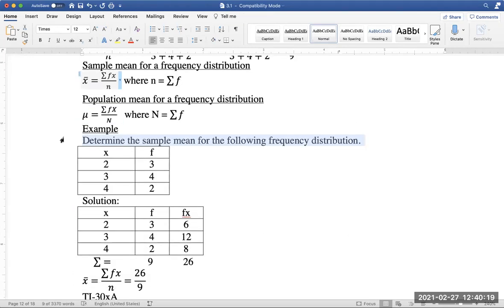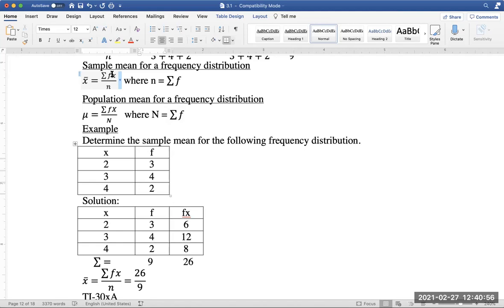Oh, by the way, I should say this. In general, in statistics, you're going to be computing things involving samples. Only occasionally do you know what's involving a population. Determine the sample mean. So, I have the following: 3 2s, 4 3s, 2 4s.